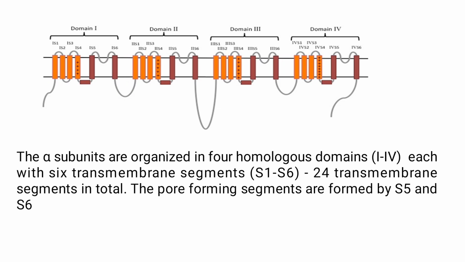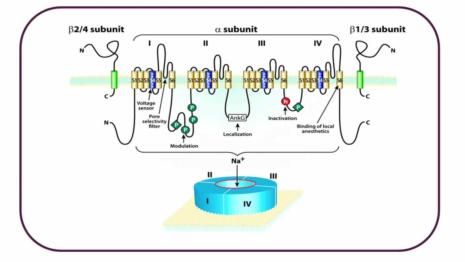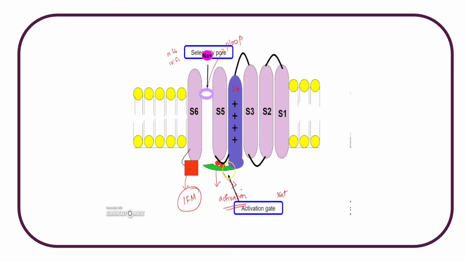The pore forming segments are formed by S5 and S6. Here we can see the details of the sensor, that is S4, and also the IFM moiety which is present between the S6 of domain 3 and S1 of domain 4. Now what happens when the channel is closed? You can see that at the S4 there are 2 hydrophobic amino acids which are indicated by red color. Two small round things. They are the hydrophobic amino acids alanine and asparagine.